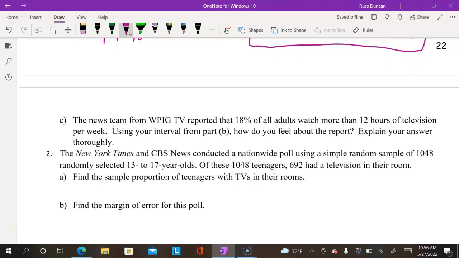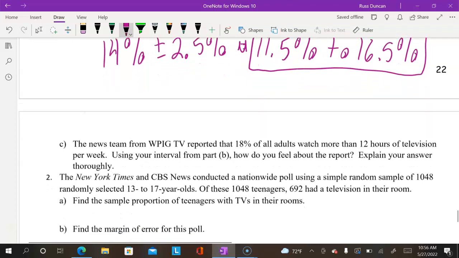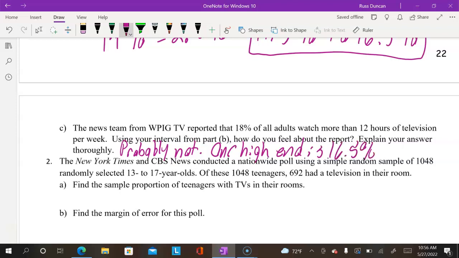So if you look at letter C, this team said 18% watch it. From your interval, do you feel confident? Well, we'd say we think it's probably not right, because our high end is 16.5%.